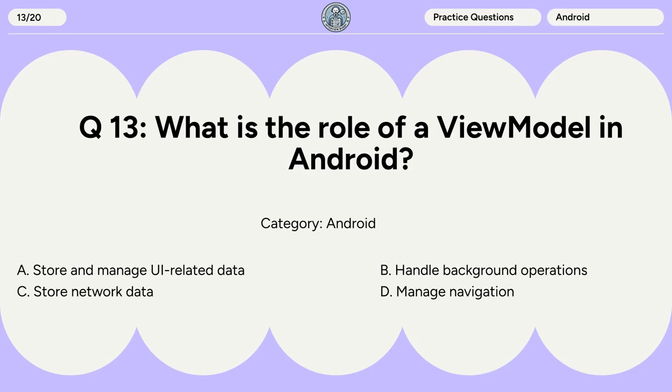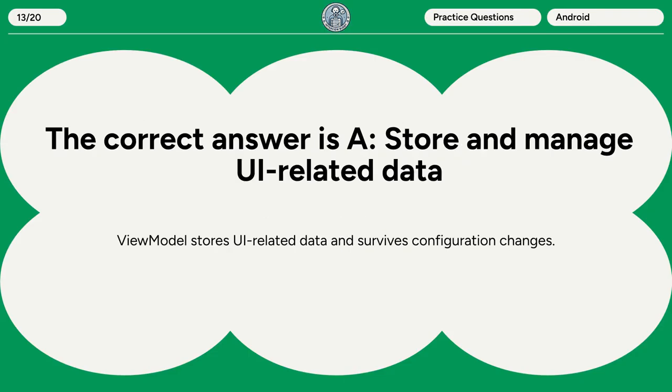Question 13. What is the role of a viewModel in Android? A. Store and manage UI-related data. B. Handle background operations. C. Store network data. D. Manage navigation. The correct answer is A. Store and manage UI-related data. viewModel stores UI-related data and survives configuration changes.